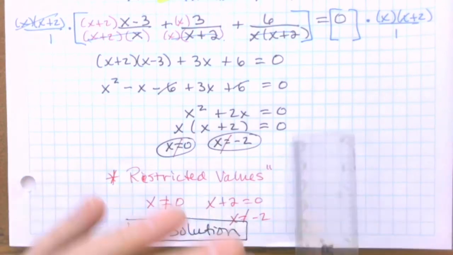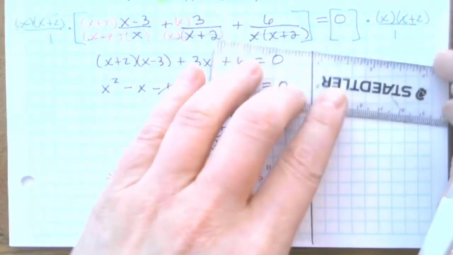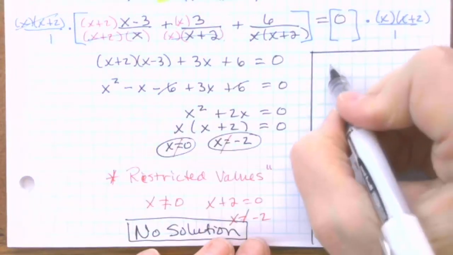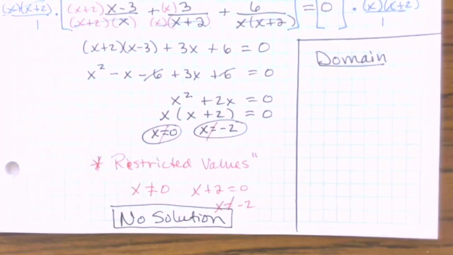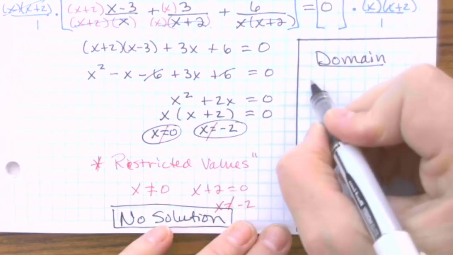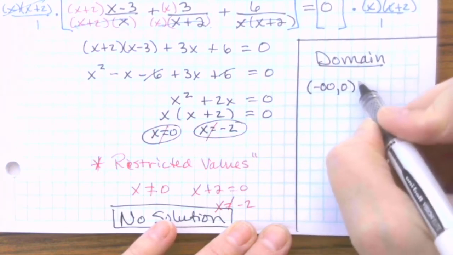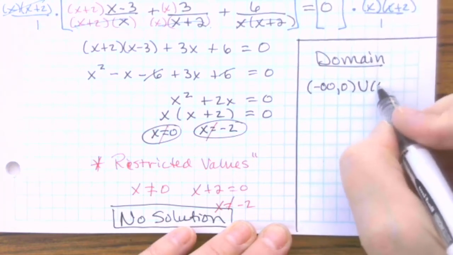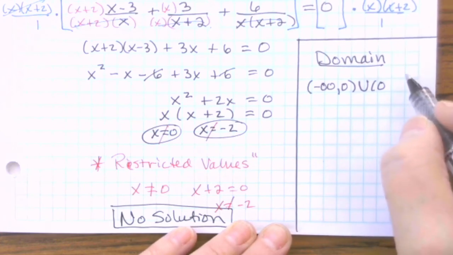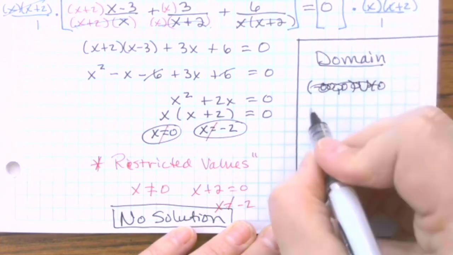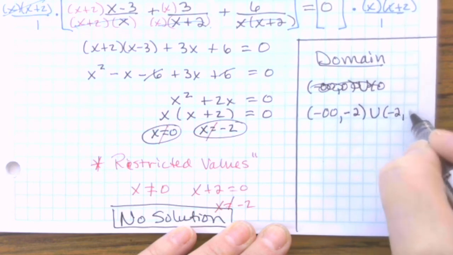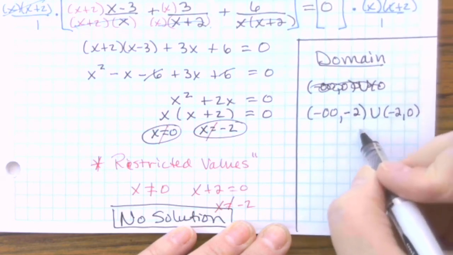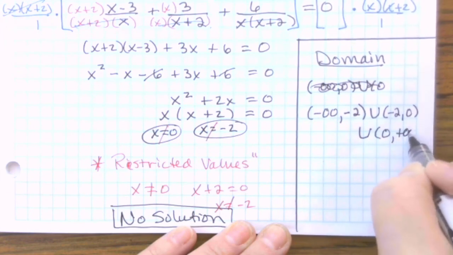Now, on some of your questions, when you're done solving, they're going to ask you to give the domain of the problem. So we know that our domain can't have 0 or negative 2 in it. So this domain would be negative infinity up to 0 in union with, so not including 0, 0, oops, I put this backwards, sorry. Let's try it again. Negative infinity up to negative 2 in union with negative 2 up to 0. All these are exclusive. In union with 0 up to positive infinity.